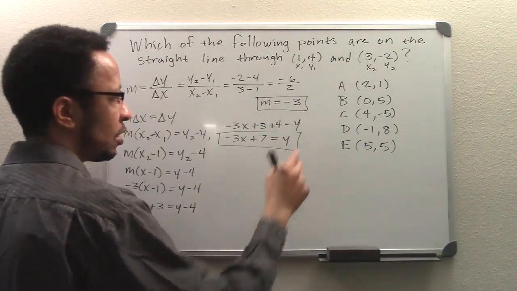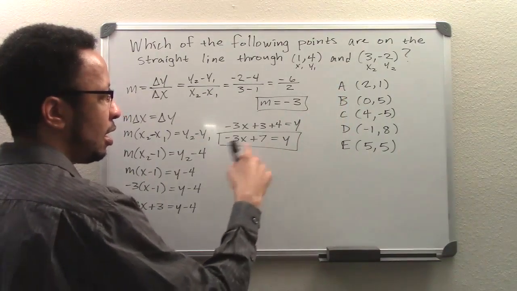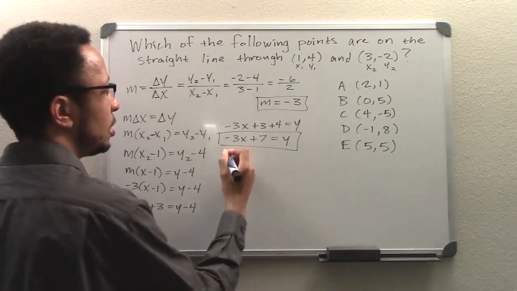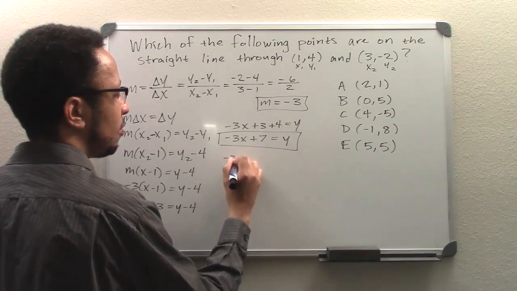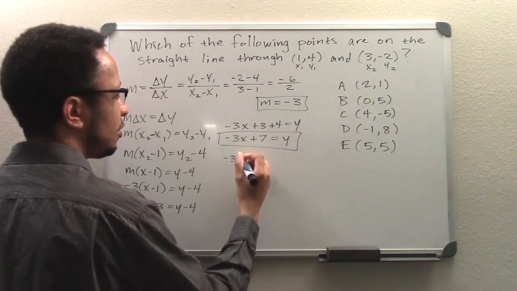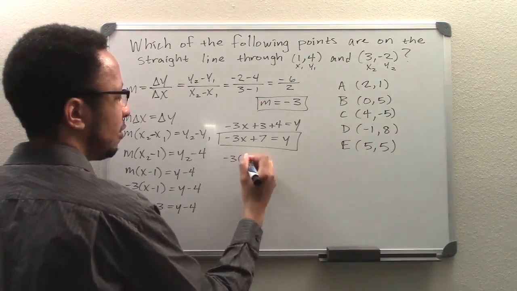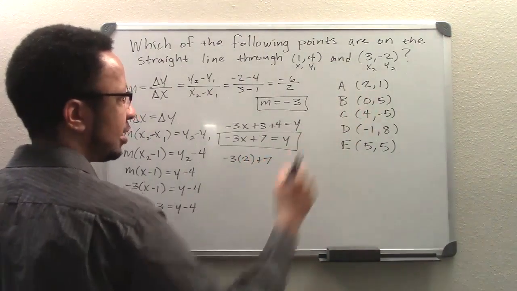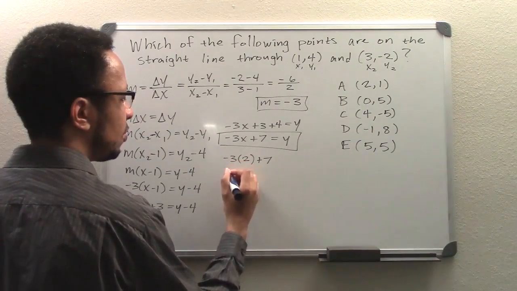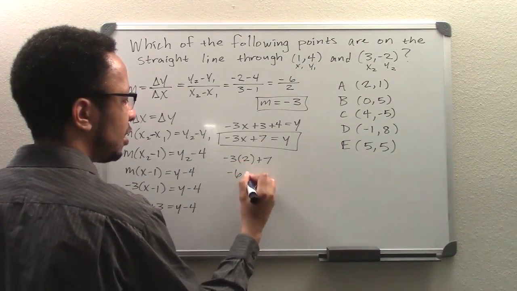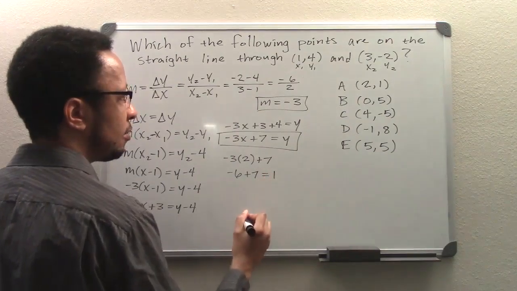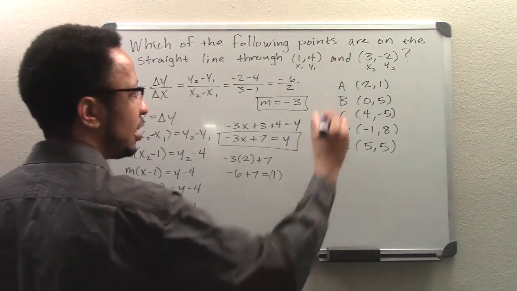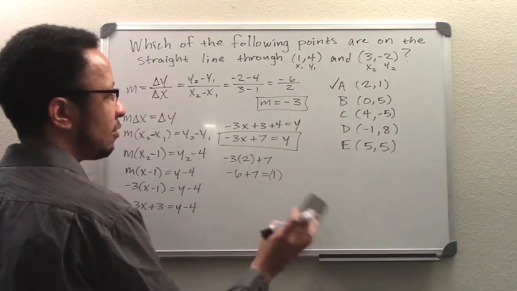Next, we're going to plug in and substitute these arbitrary points here and see which one actually makes sense. So our first one, we'll start with A. Negative 3 times the input for x, which is 2, plus 7. We're going to see whether or not that yields 1. So negative 3 times 2 is negative 6, plus 7 equals 1. So for an input of 2, we have an output of 1. So that's true. So A is going to be one of those answers.